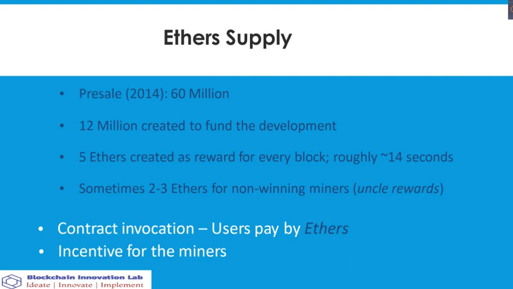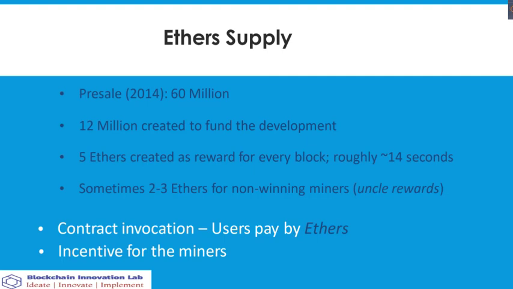Now ether supply. For any kind of cryptocurrencies or coins which come after the sale in the ICO, the initial coin offering, it's like an IPO kind of thing where people start investing, and it goes to the crypto exchanges and you can start trading like stock trading. But this is token trading. When Ether started in 2014, the total supply they put was around 60 million.